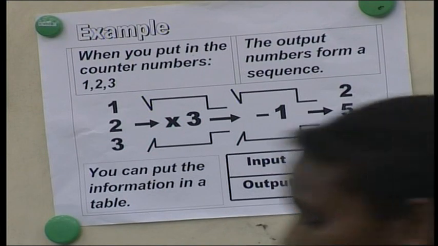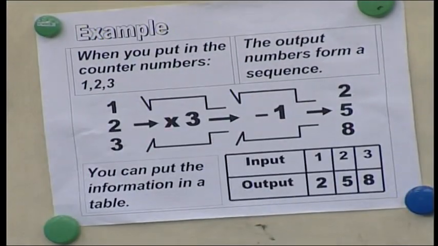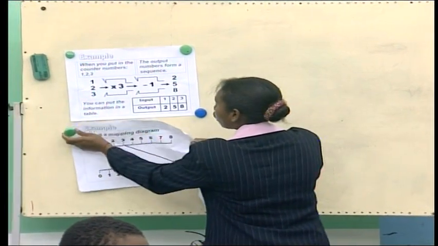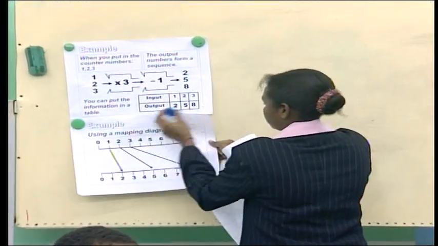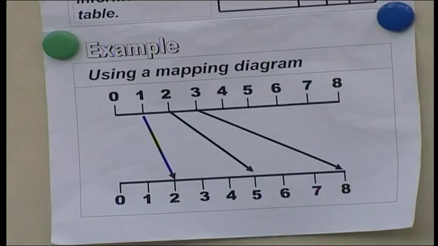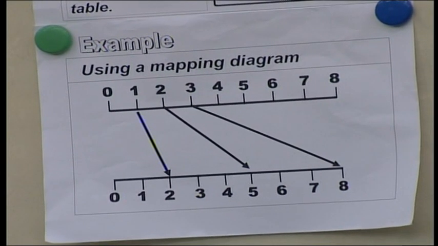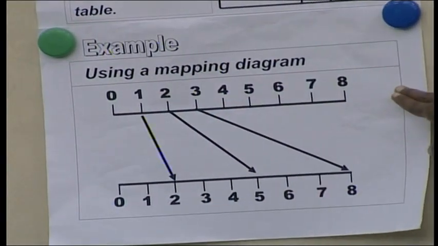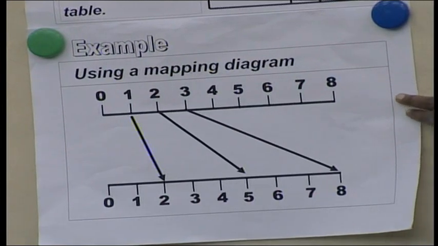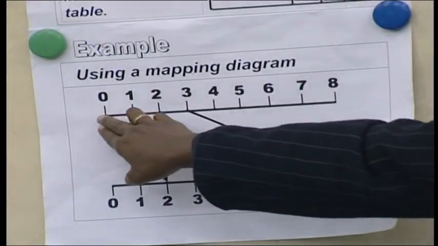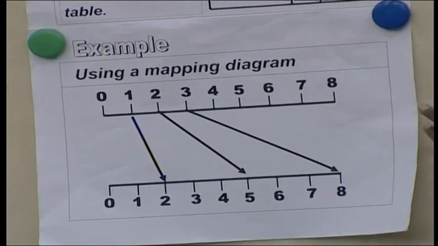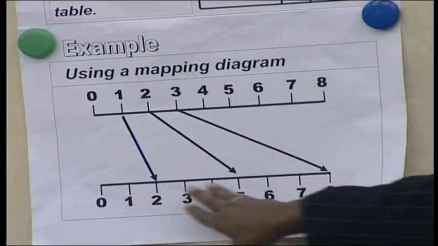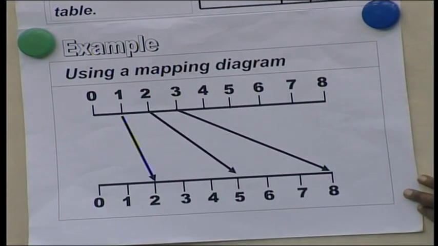Using algebra as a mapping diagram. This is what you have learned also in your previous lesson. Using a mapping diagram, this is what you should have. What do we call these numbers up here? If you can still remember, what do these numbers up on this number line represent? The input. Very good. What about these numbers here? Okay, they are the output.